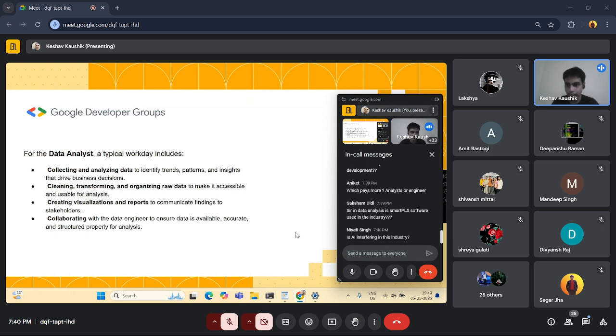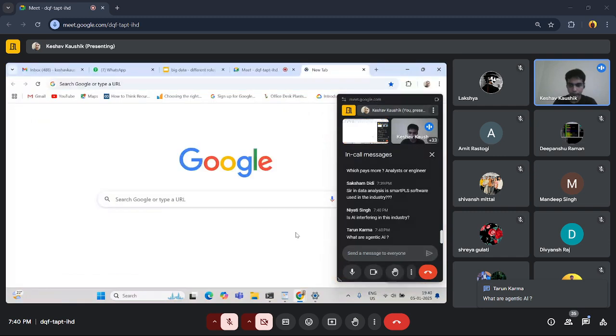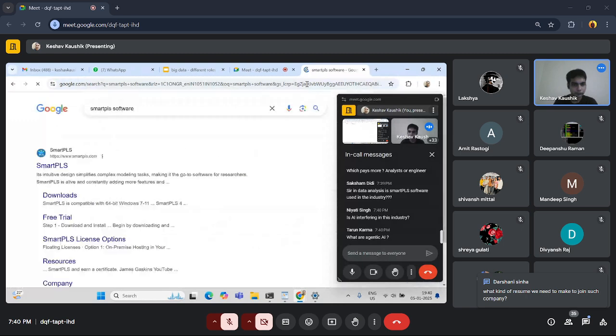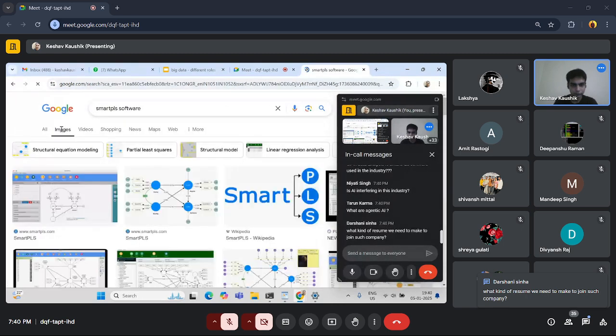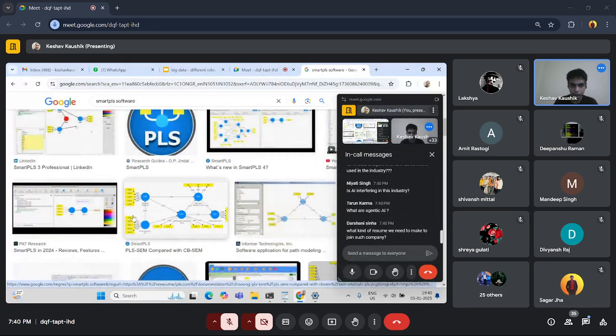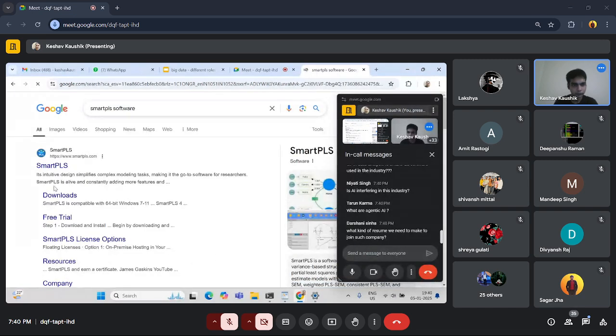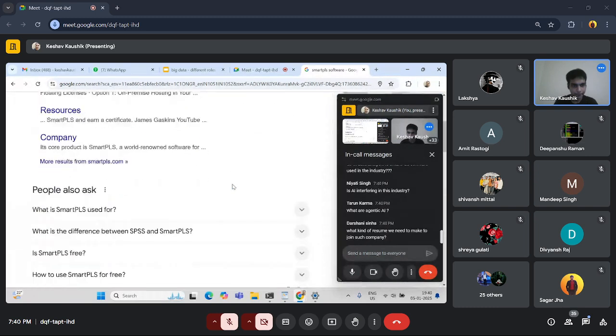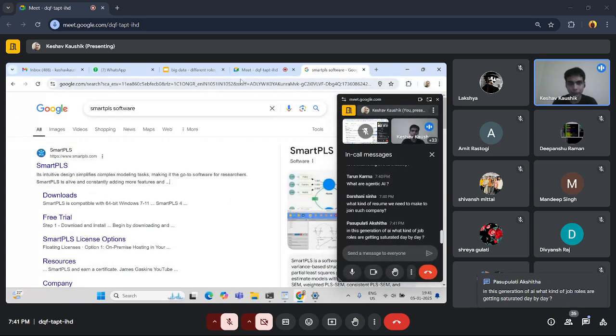In data analysis, is SmartPLS software used in industry? Okay. I don't think it is used that much, but maybe that's because I have not heard of it. SmartPLS. Can you just search it up? Complex modeling tasks. Okay. No, I'm not sure about this.